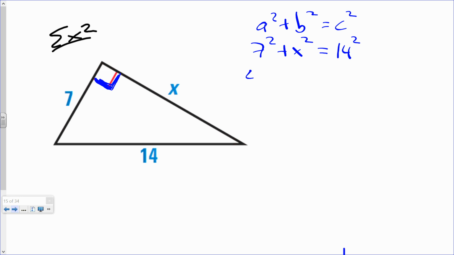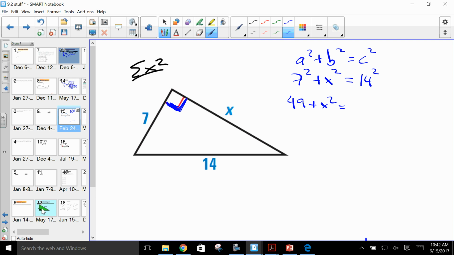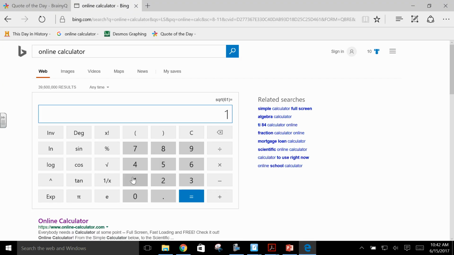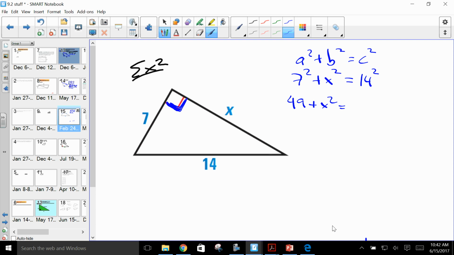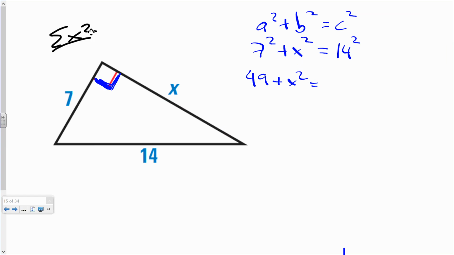Here we go. 49 plus x squared is 14 to the second power. Let me get my calculator out. 14 times 14. 196, thank you. So 196. All right, we got to solve for x now. Let's get x by itself.